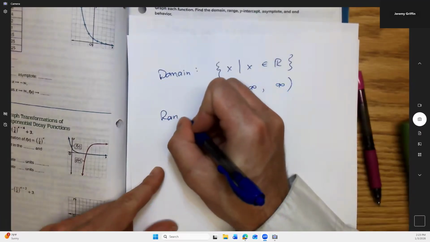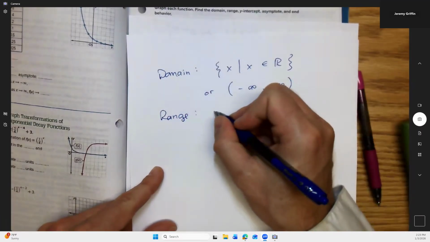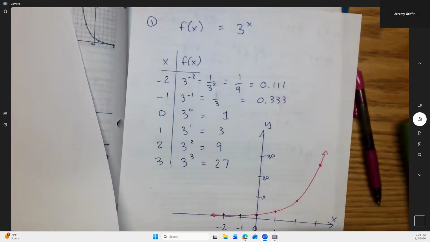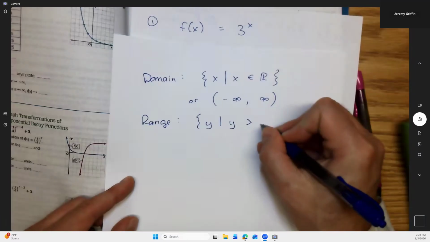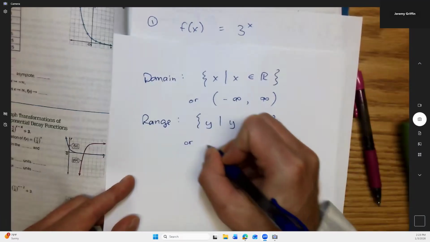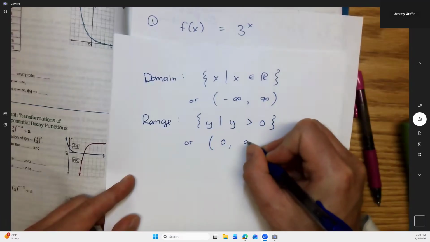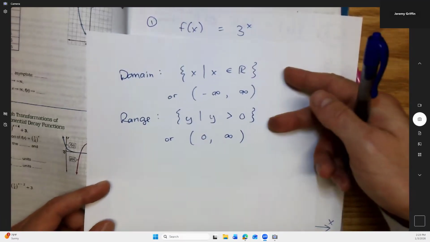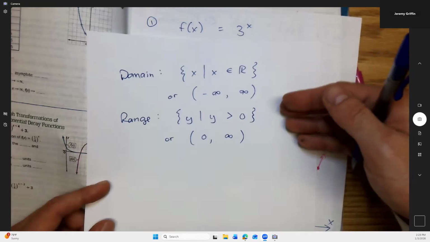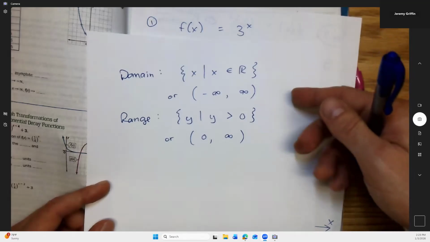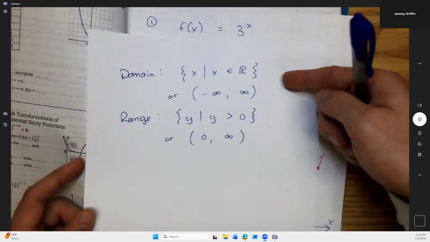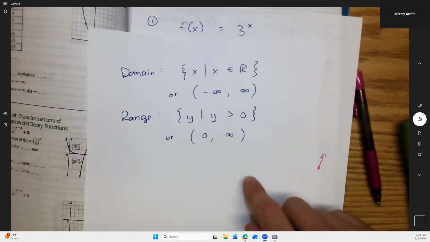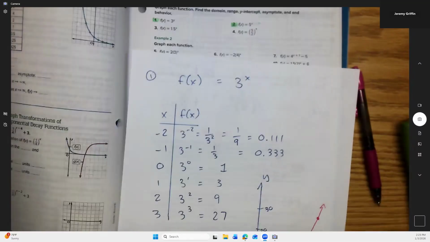Now the range, we got y such that y, now here there is a restriction, right, because y can only be positive. So it's strictly greater than 0. Or you could write that as 0 to infinity using interval notation. What you're probably catching on to by now is that a lot of these exponential curves have really similar looking domain and ranges. Domain is usually you can plug in anything, and the range is usually restricted, brushing right up against that horizontal asymptote.